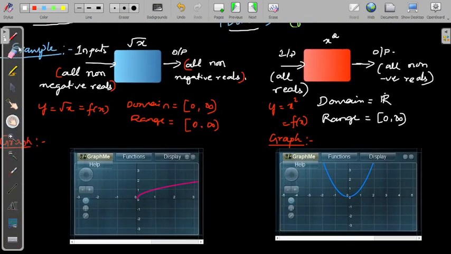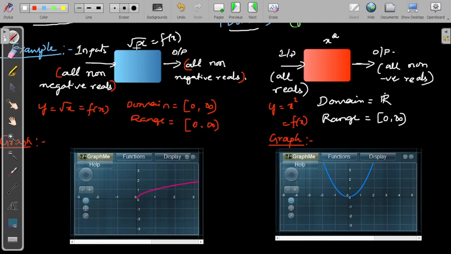Now consider root x. The function is f of x is equal to root x. So I can input only non-negative reals as input values, x values, for this function, because if I input -1, -2, these are all negative values. We can't find the square root of a negative value. You can check with the calculator. If you give the square root of -2, it will throw a mathematical error, because it is not in its domain.